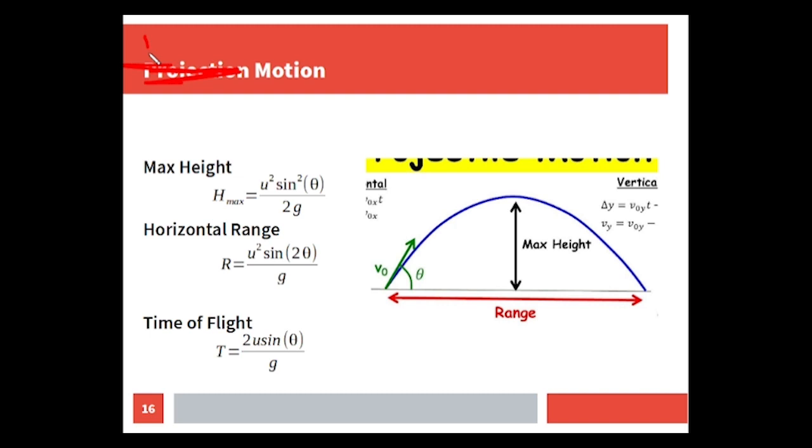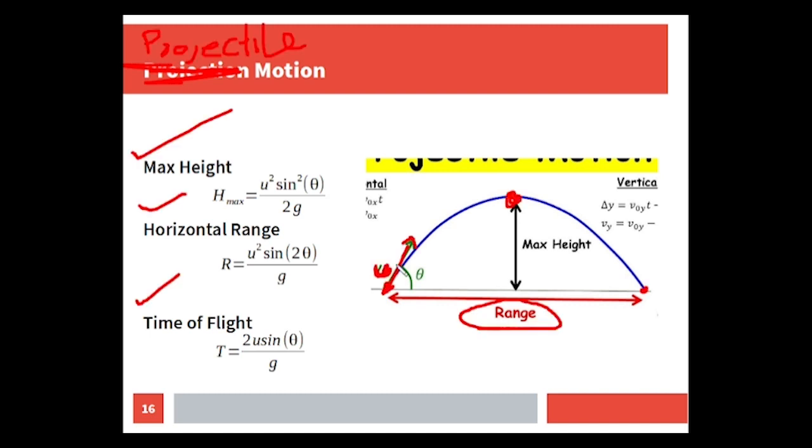So these are the equations. We have already seen them in the lower classes. The maximum height is nothing but u squared sin squared theta by 2g, where theta is the angle of projection and u is the initial velocity of projection. Similarly, the horizontal range is u squared sin 2 theta by g, and the time of flight is 2 u sin theta by g.